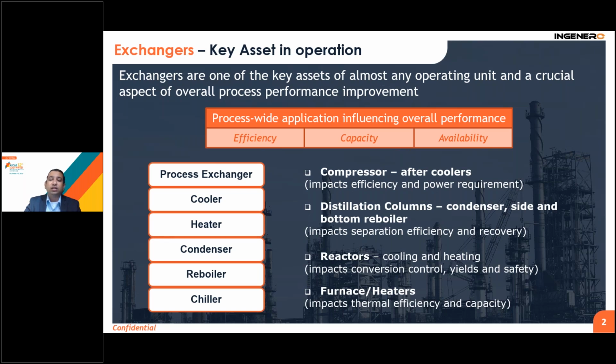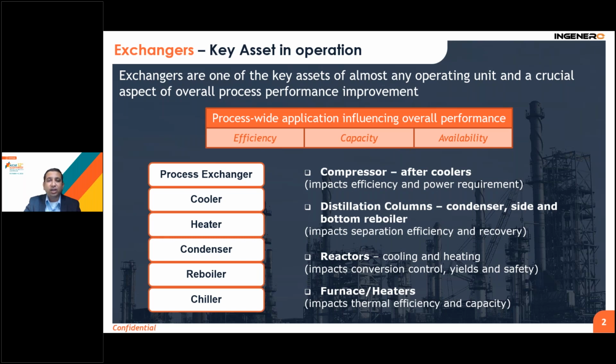Condensers and reboilers play an important role in the overall functioning of distillation columns. In reactor systems, cooling and heating are important aspects, which eventually control the conversion yields and even the safety of a system. And these are being controlled mainly by exchangers. So overall, if we look, exchangers are process-wide applications. And based upon overall experience, we all know they play an important role in the process industry.